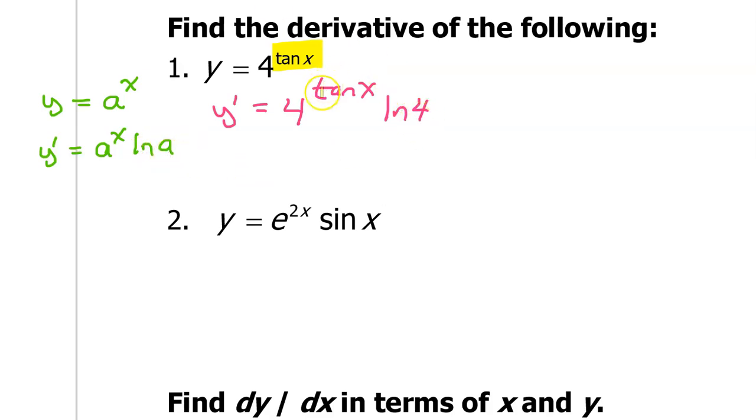But now here comes the chain rule. We must multiply by the derivative of the inner function. So we multiply by secant squared.